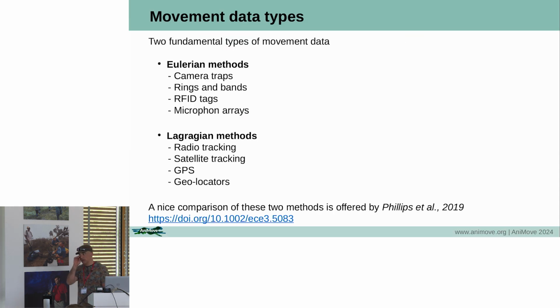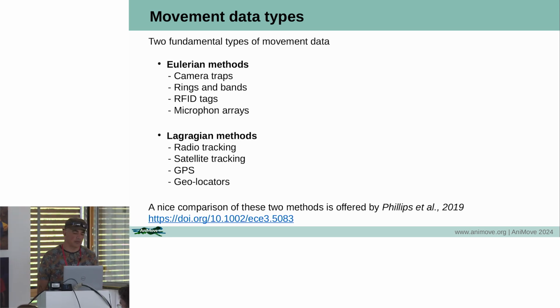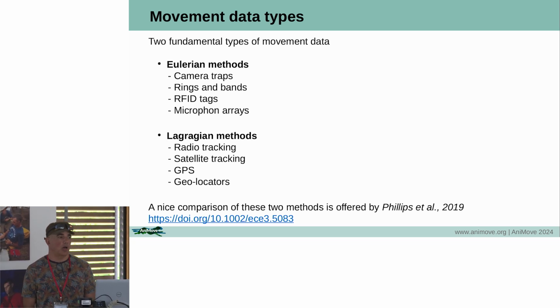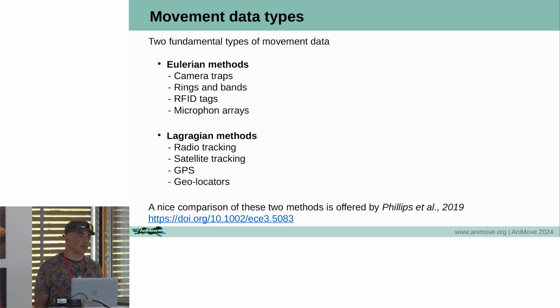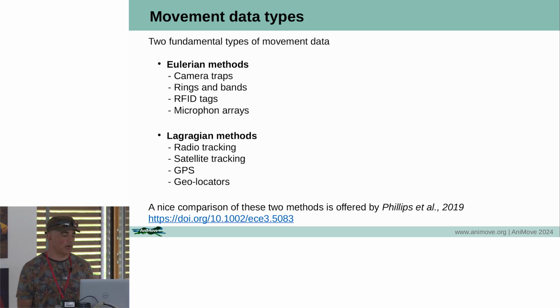In general, we are distinguishing between two types of collecting movement data. One is a Eulerian method, and the other one is a Lagrangian method. Eulerian methods are like a video surveillance camera, or a camera trap, rings and bands, RFID tags, or microphone arrays.